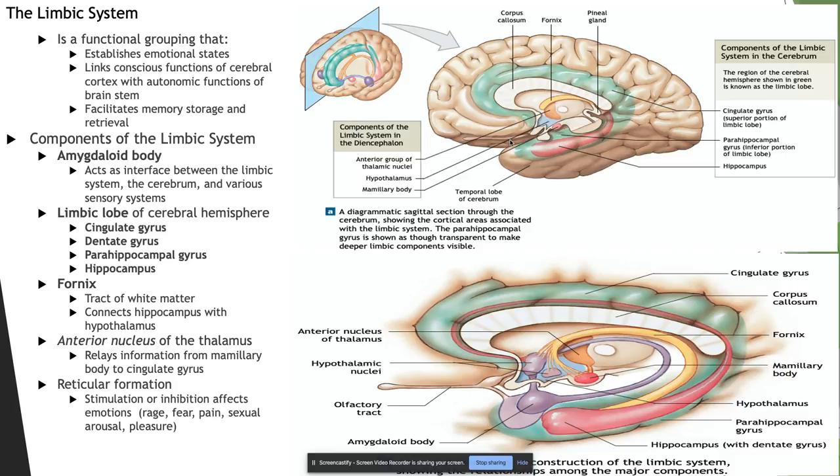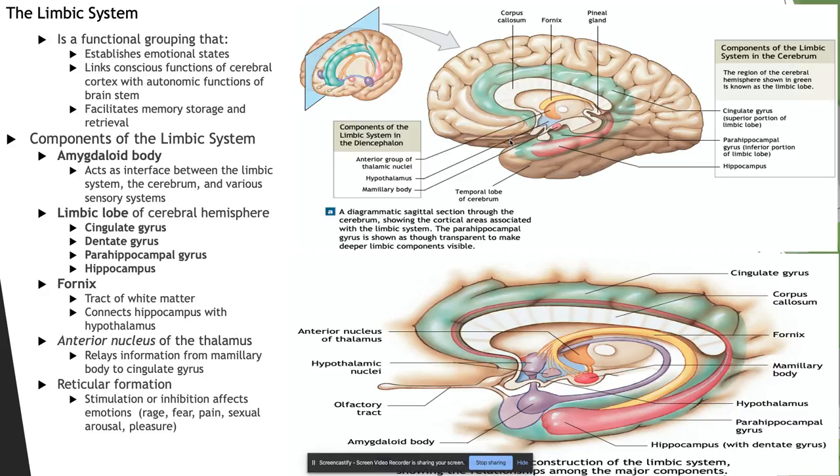These gyri conceal the hippocampus, a nucleus inferior to the floor of the lateral ventricle. To early anatomists, the structure resembled a seahorse, hence the name hippocampus. And this nucleus is important in learning, especially in the storage and retrieval of new long-term memories.